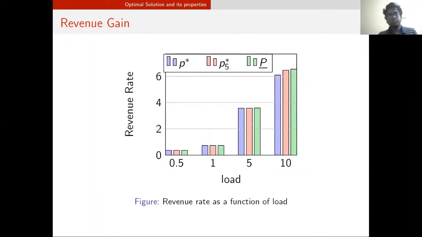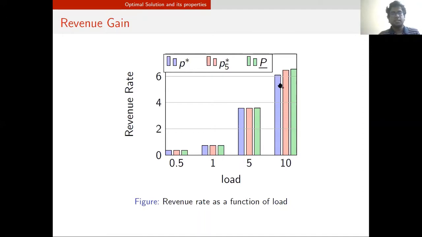And further, you can also see how the revenue can be compared between optimal prices and uniform prices. So here we are comparing 3 prices. On the first, we have P star, which is the infinite server price being used for all servers. This is for a system with 5 servers. So we use the infinite price for all servers here. P5 star is the optimal uniform price, that heuristic that we defined earlier. And P underline, which is the green bar, represents the actual optimal price.